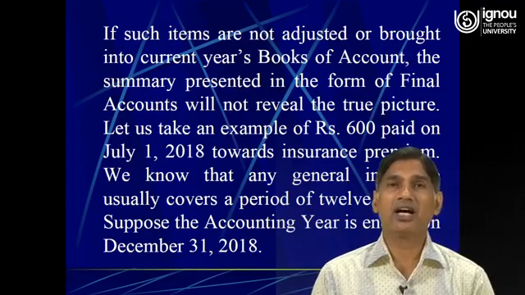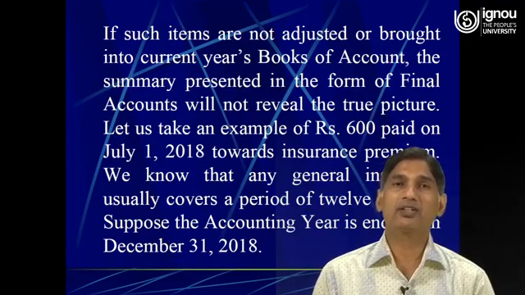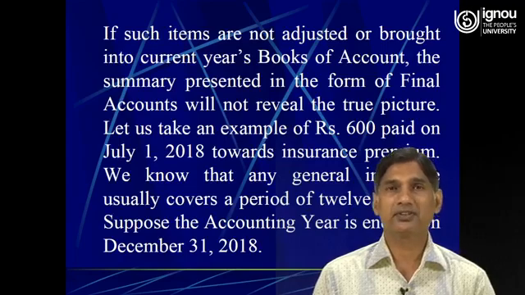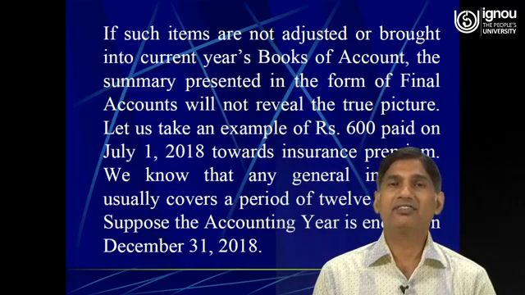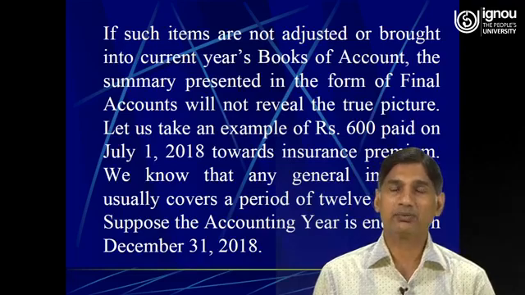If such items are not adjusted or brought into the current year books of account, the summary presented in the form of final accounts will not reveal the true picture of the business. Let us take an example, as we have already discussed, that say if rupees 600 paid on 1st July 2018 towards insurance premium, we know that any general insurance usually covers a period of 12 months.